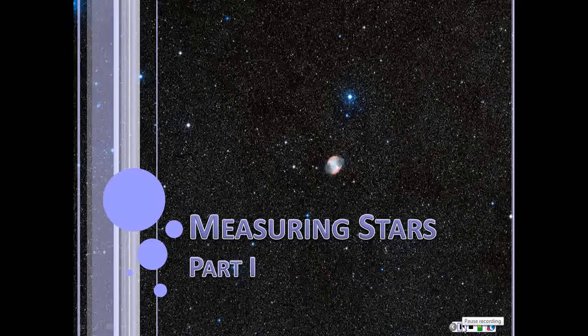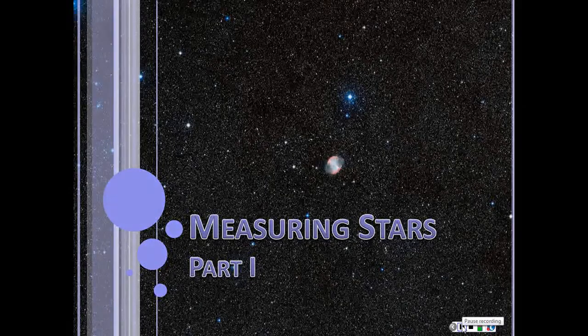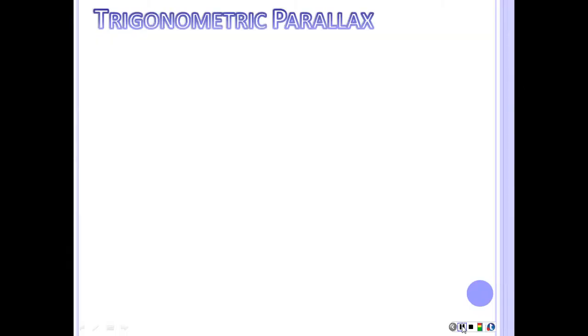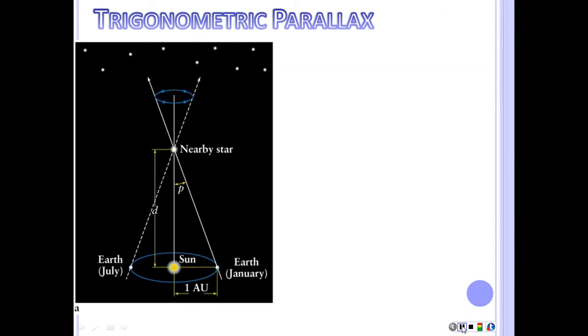Our topic for this week is how we measure stars. And we're going to start by talking about some fairly basic stuff, some of it is revision. First of all, we have the idea of trigonometric parallax. We've already covered this. Basically, this is how we're going to measure the distance to our stars. That's one of the parameters we're going to need to understand our stars.